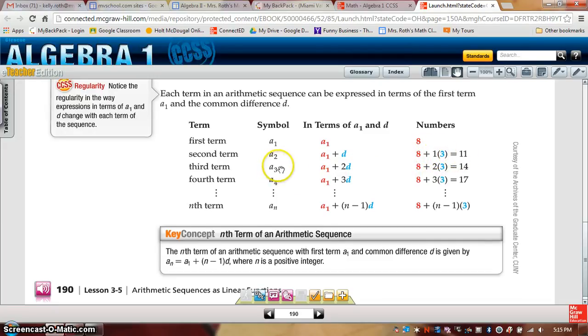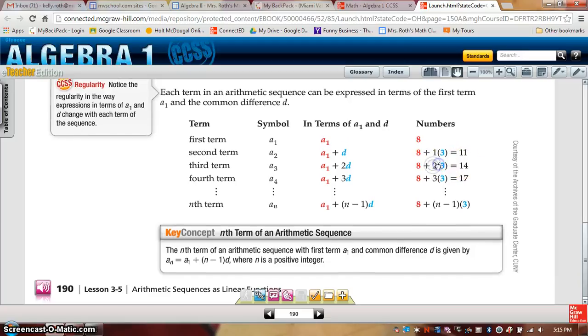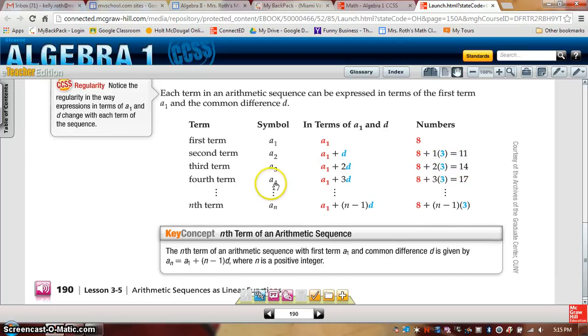Our third term is A1 plus 2 times the difference. Think about it. Because to get from 11 to 14, we have to add 3. To get from 8 to 14, we're adding 6. So we're adding 2 times 3. For the fourth term, we've got A1 plus 3 times the difference. To get to 17, which you can tell with the pattern, 8, we're adding 3, adding 3, adding 3. If you add 3 times the difference to the first term, you get 17.